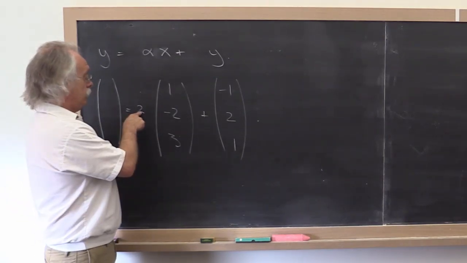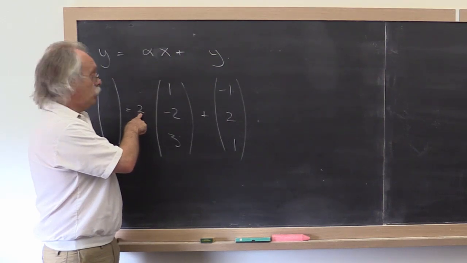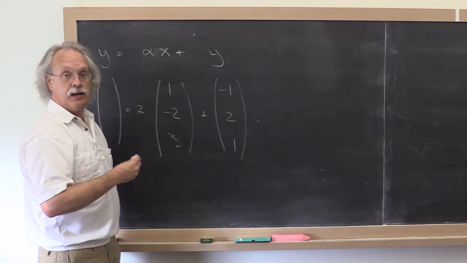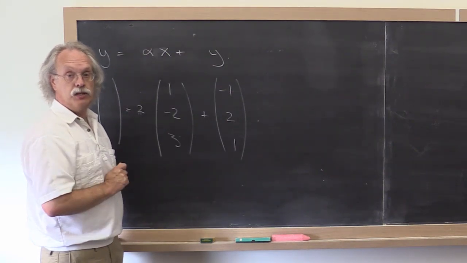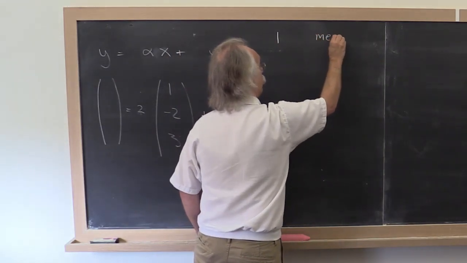We have these registers, and we notice that the number 2 here gets reused many times. So what we can do is we can take 2 and we can load it into a register and keep it there during the entire computation. And that costs us 1 memory operation.